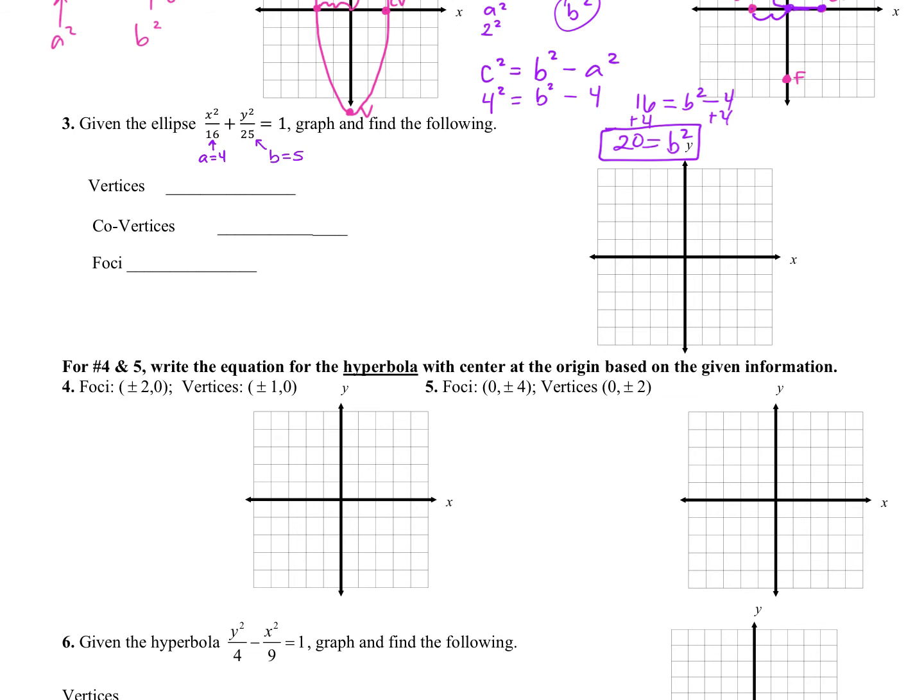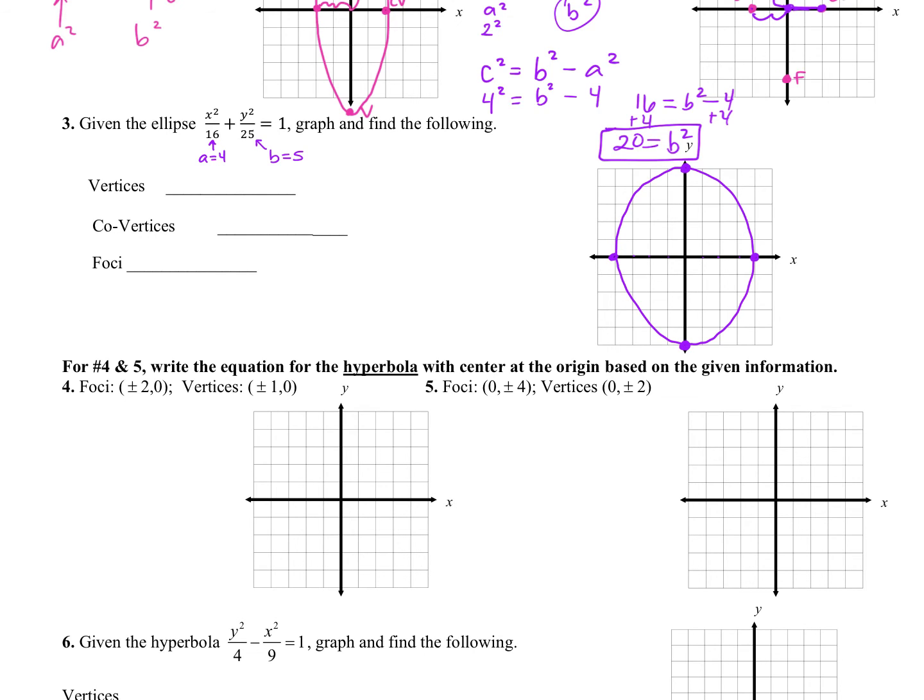So when we set this up, we would graph this. If a is 4, that's 4 units to the right and 4 units to the left. If b is 5, that's 1, 2, 3, 4, 5 units up, and 1, 2, 3, 4, 5 units down. Okay, so this is what our ellipse looks like.